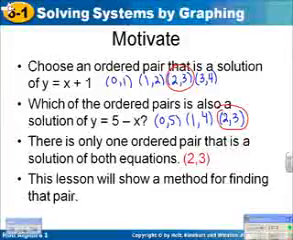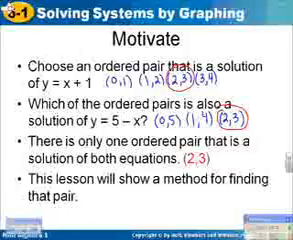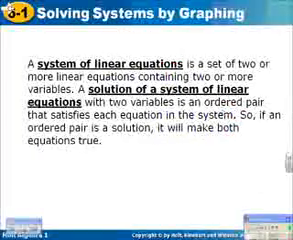And this lesson is going to show a method for finding that pair, because the method I used was just trial and error, and I got lucky to find the (2, 3). So we need a much more efficient method for finding that solution (2, 3). So what is a system of linear equations? It's a set of two or more linear equations containing two or more variables.